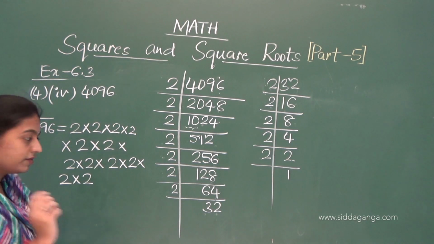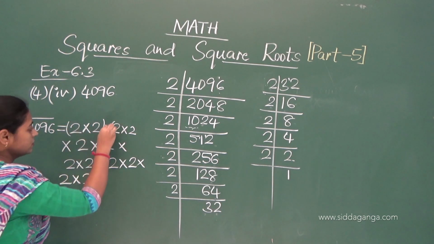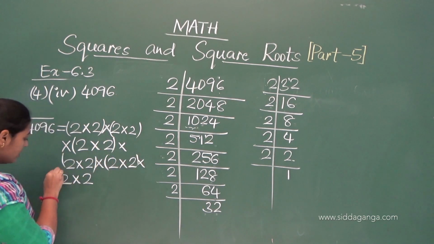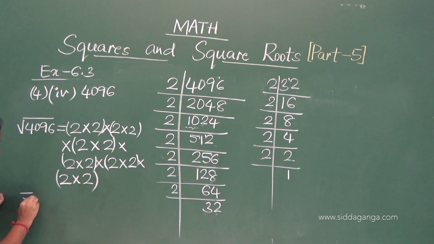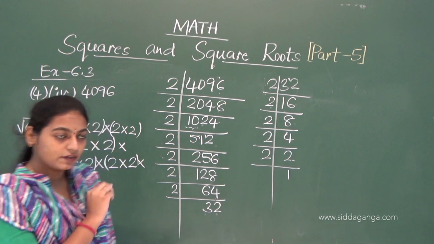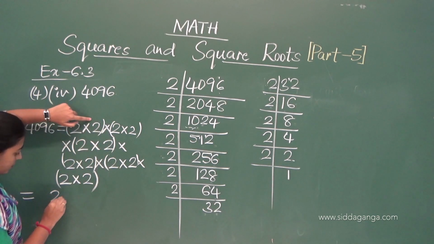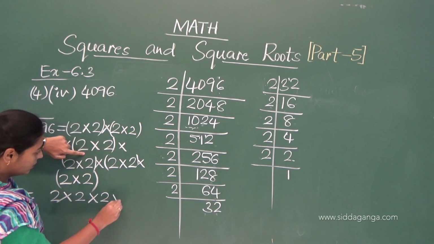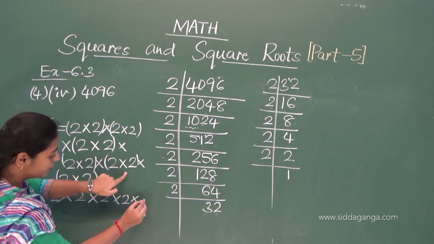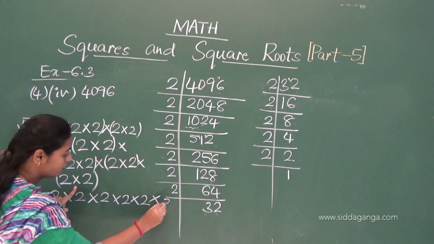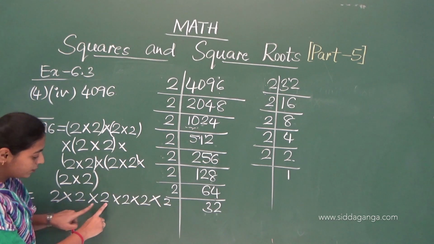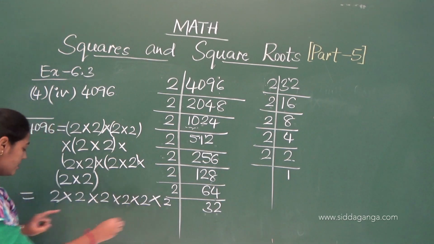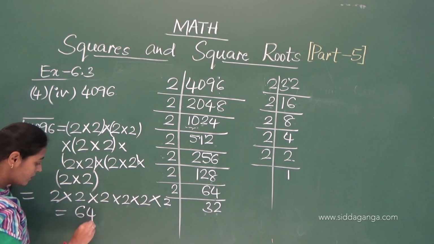Make the pair of similar numbers: first pair, second pair, third, fourth, fifth and sixth pairs. Next, take out one factor from each of these pairs. From this, 2 into 2 into 2 into 2 into 2 into 2. 2 2s are 4, 4 2s are 8, 8 2s are 16, 16 2s are 32, 32 into 2 is 64.